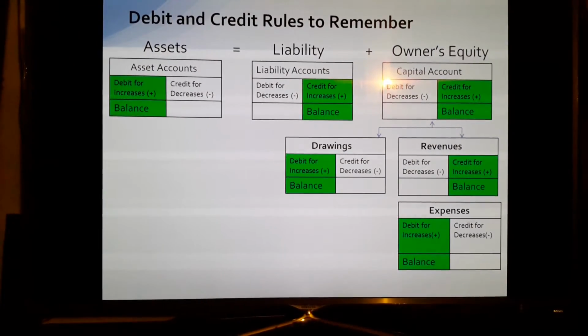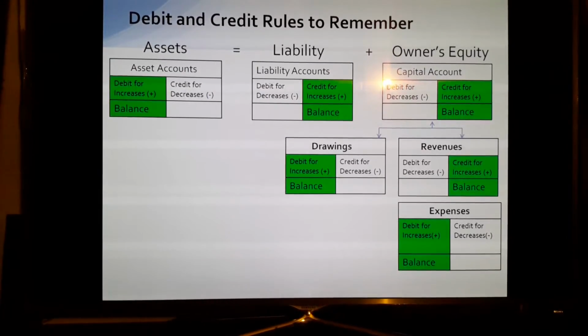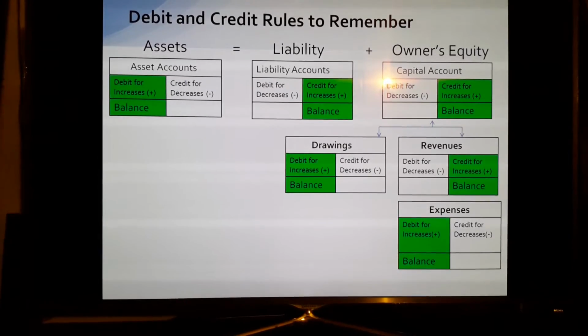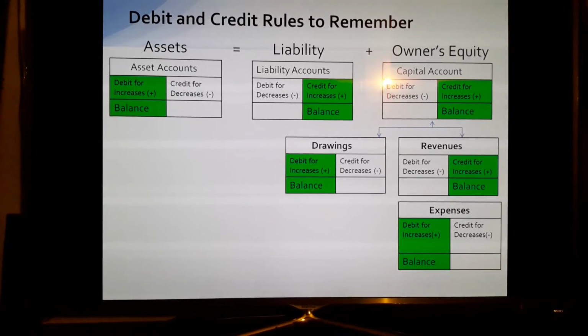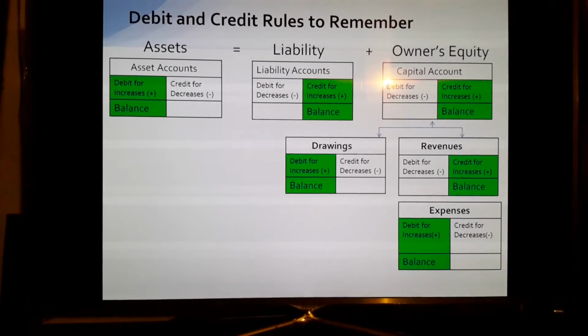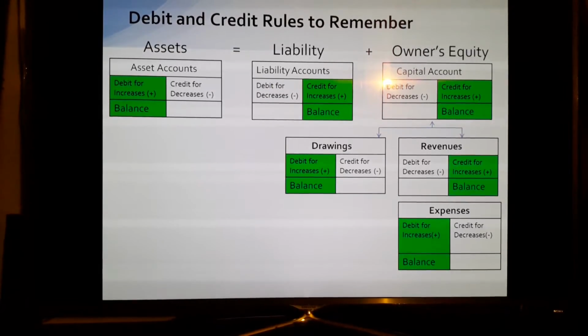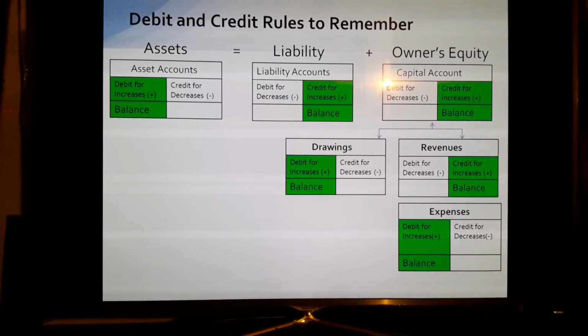So, debit and credit rules to remember. All assets have a debit balance except contra assets. All liabilities have a credit balance. All owner's equity has a credit balance. This is what I'm talking about: asset accounts like cash, accounts receivable, supplies, land, buildings, equipment, delivery vans.